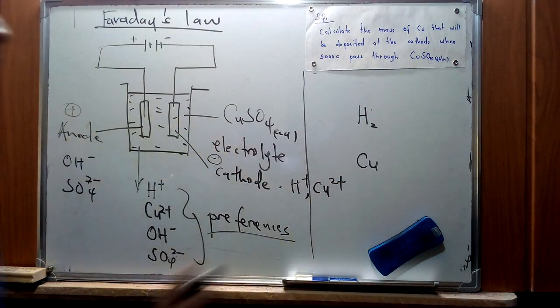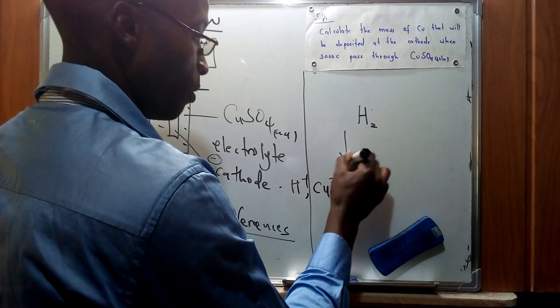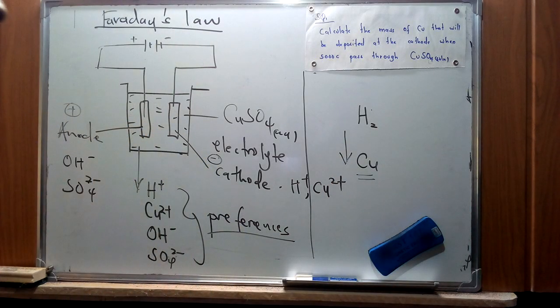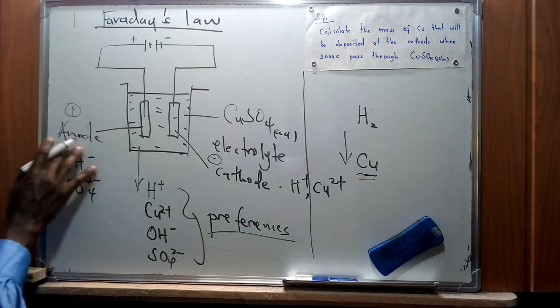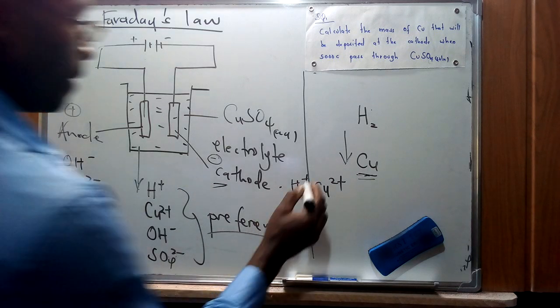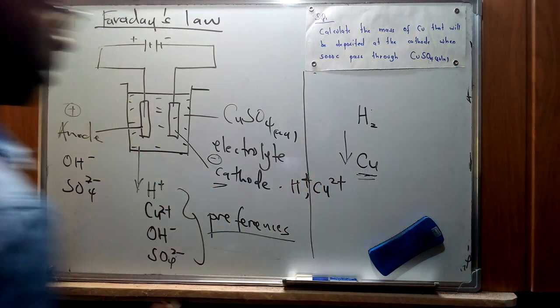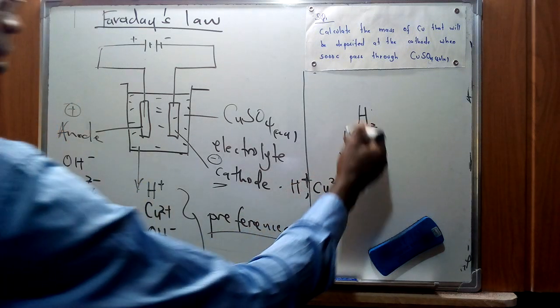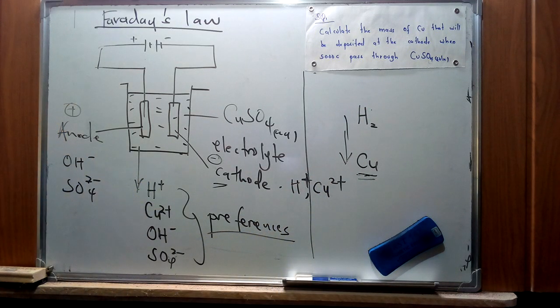So therefore, the lower the reactivity of the metal, the greater the likelihood of it being reduced. So copper is going to be deposited on the cathode plate, and hydrogen, of course, we have said is much more stable, so it's not going to be deposited. So copper is going to be deposited now that it's lower in the reactivity series.